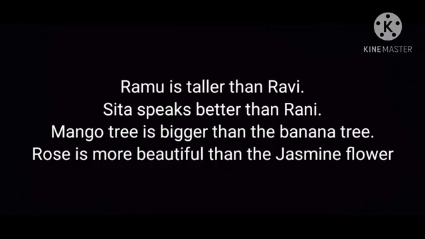So let us see that. Now here if you observe the sentences: Ramu is taller than Ravi, Sita speaks better than Rani, mango tree is bigger than the banana tree. So if you observe here, the comparison is between two members, two things. So when the comparison is taking only two things or two persons at a time, then we use the comparative form of degree like taller, better, bigger, smaller, whatever it be, which is ending with er, and it is followed by than. Can you see? Taller than, better than, bigger than.